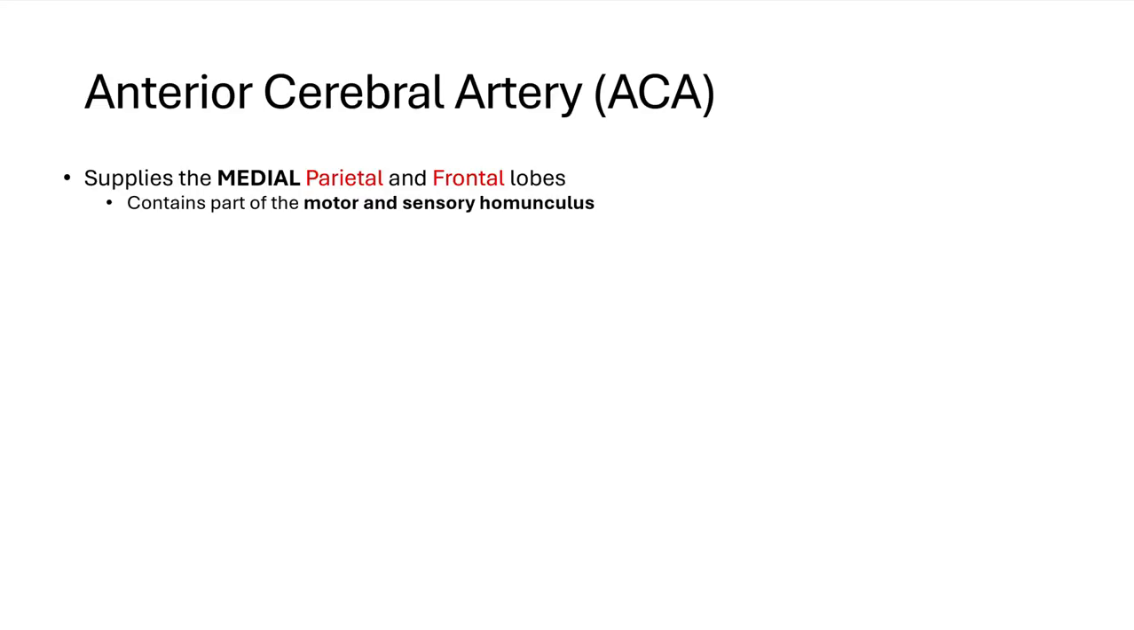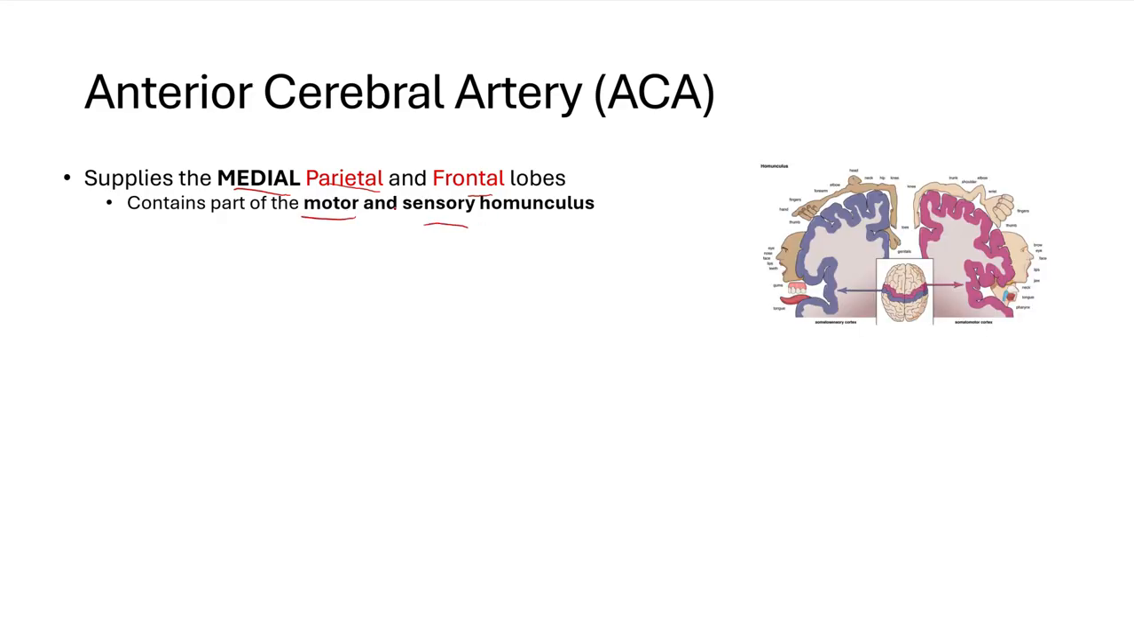The anterior cerebral artery supplies the medial or middle aspects of the parietal and frontal lobes. It also supplies blood flow to the motor and sensory homunculus. It'll supply the medial aspects here. So on the right side here is your motor homunculus, and on the left side is your sensory homunculus. The more medial you are, the more likely you are to supply the lower extremities. The more lateral you are, or the outer portion, the more likely you are to supply the upper extremities. This is true for both the motor as well as the sensory homunculus.